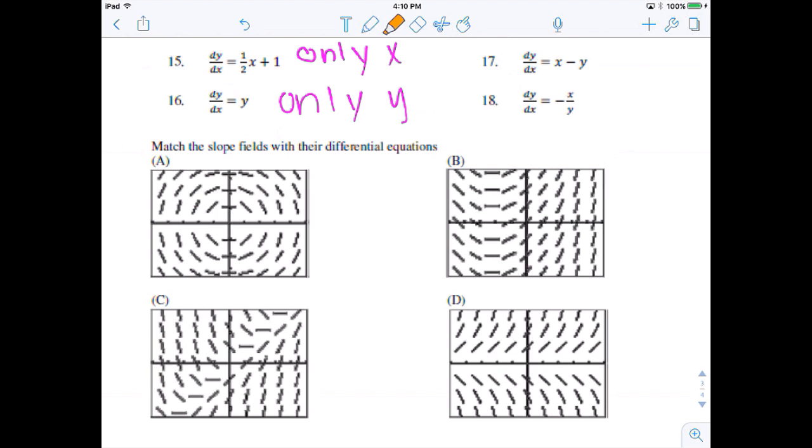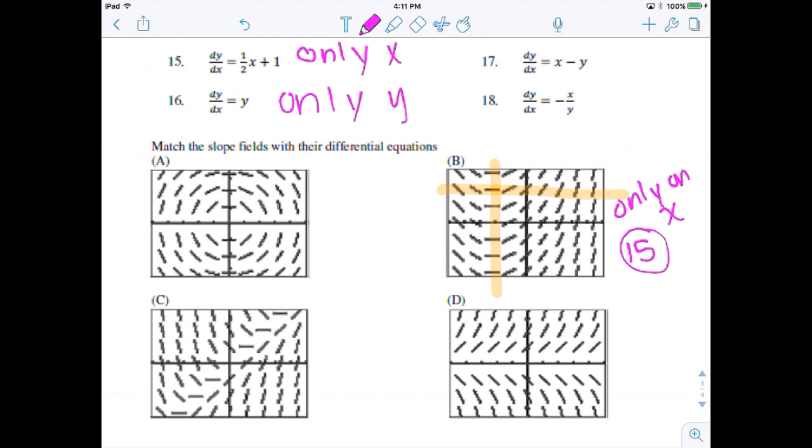If I look at B, at every y value, it is the same, and at every x value, it changes. So this one only depends on x. So I can already tell you that since this one only depends on the x value, this one should match with 15. Now, if you took an antiderivative of 15, since it's linear, the antiderivative would be quadratic, and that makes a little bit more sense.